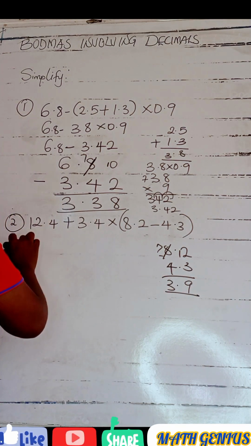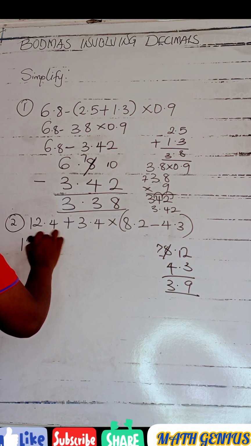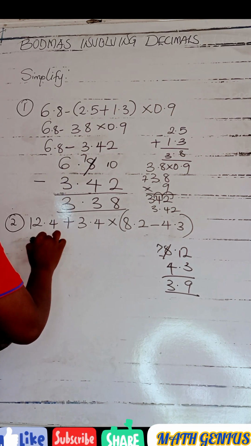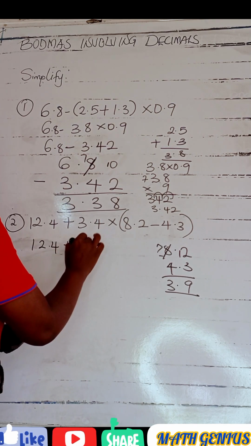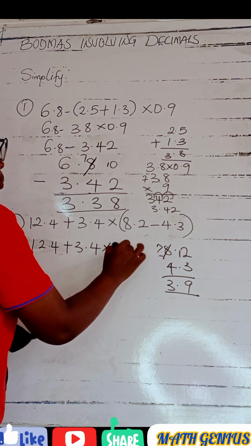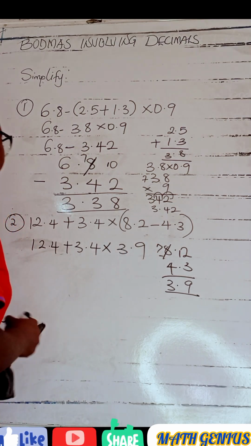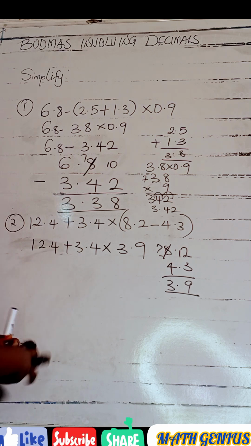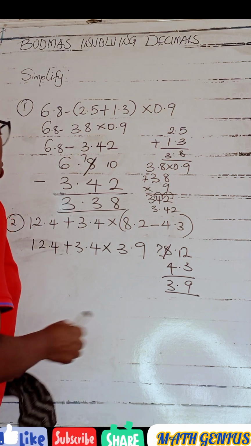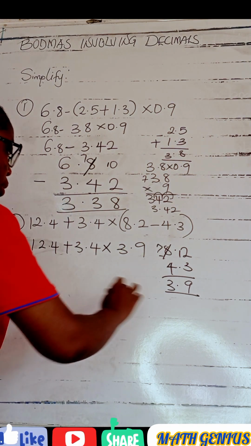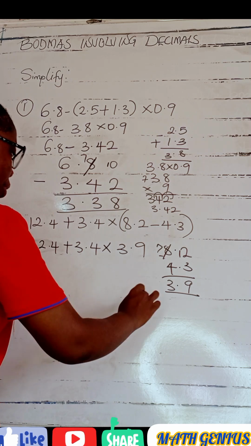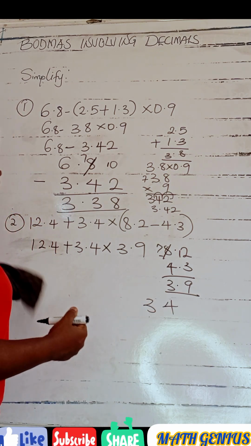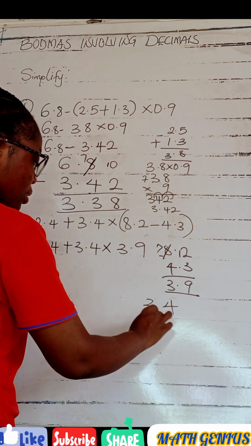Now we drop the others down. 12.4 plus 3.4 times 3.9. Now we have addition and multiplication. Between these two operations, multiplication comes first. So we are going to multiply this. We can do that somewhere here. Remember, when you are multiplying, multiply as a whole number. When you are done, you bring back the decimal places.